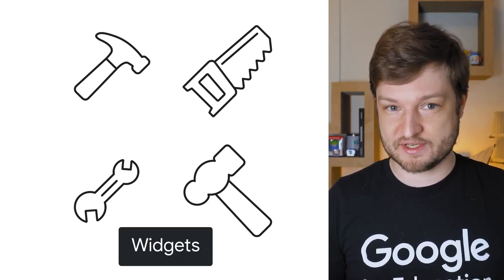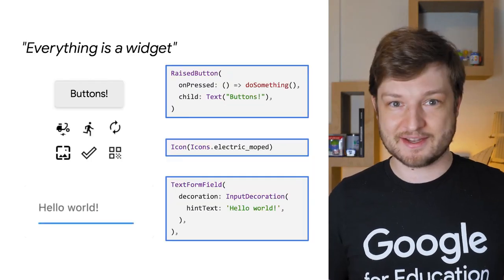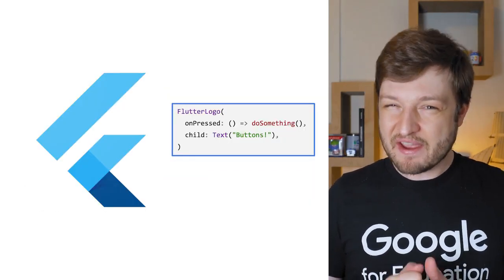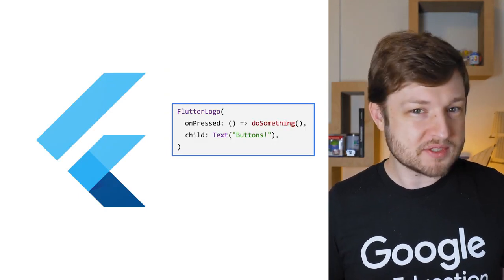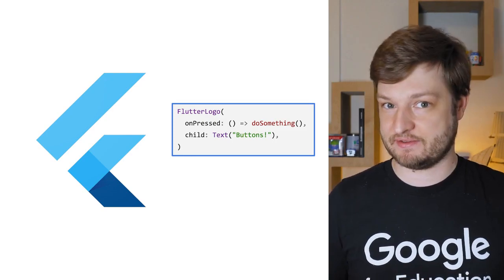We call them widgets. In Flutter, it's said that everything is a widget, and these so-called widgets are the building blocks for any Flutter app. There are title bars, columns, lists of other widgets, buttons, icons, text input boxes, and even the Flutter logo itself. Everything is a widget to the point where most of them are made up of other widgets, even your app itself. So let's consider an analogy.